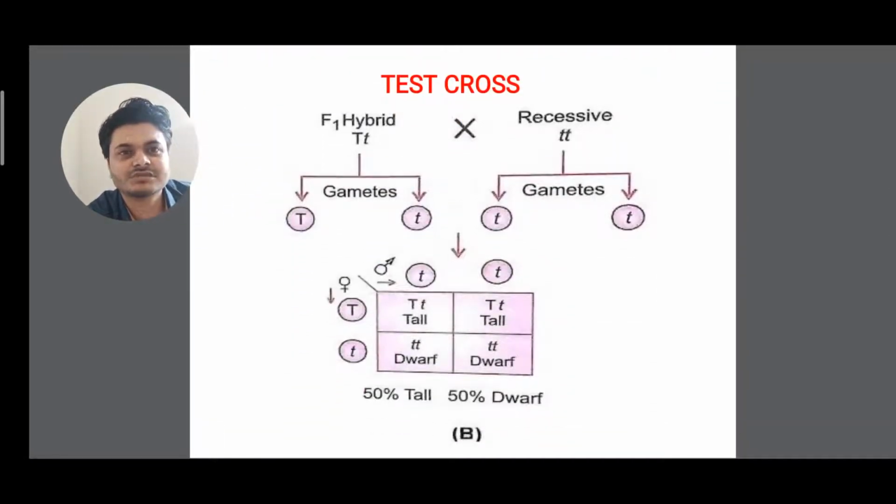What is a test cross? You see, when the F1 hybrid is crossed with the recessive one, clear? So when the F1 hybrid is crossed with the recessive of the previous parental generation, you can find the gametes and the crossing by Punnett's checkerboard. You can see here 50% tall and 50% dwarf is being produced, clear?